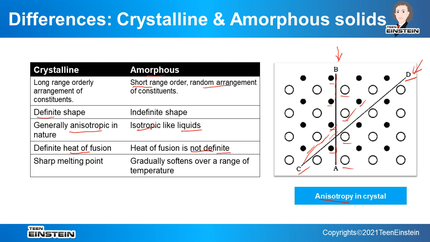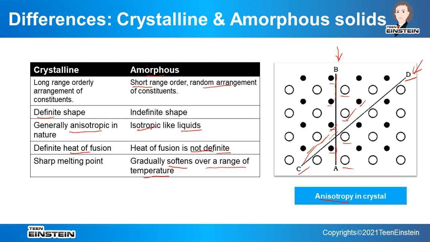Fine. Melting point, there is a sharp melting point. As heat of fusion is definite, there is a sharp melting point. Suppose the melting point is 100 degree. So when we are reaching 98, still there will be no melting. Only when it reaches 100 degree, then there will be melting. But if it is amorphous, it gradually softens over a range of temperature.